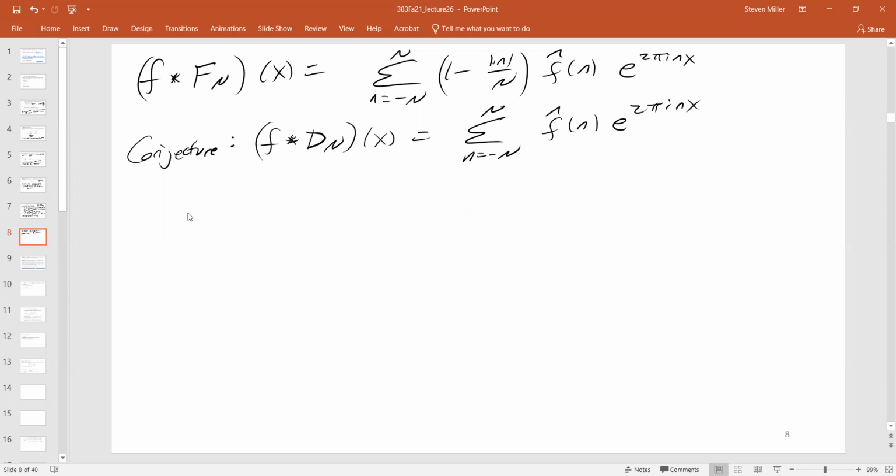So now we know that f star fn is going to be the weighted Fourier series. What we want to do now is show the claim: as n goes to infinity, f star fn converges to f. And that's what we need to prove.